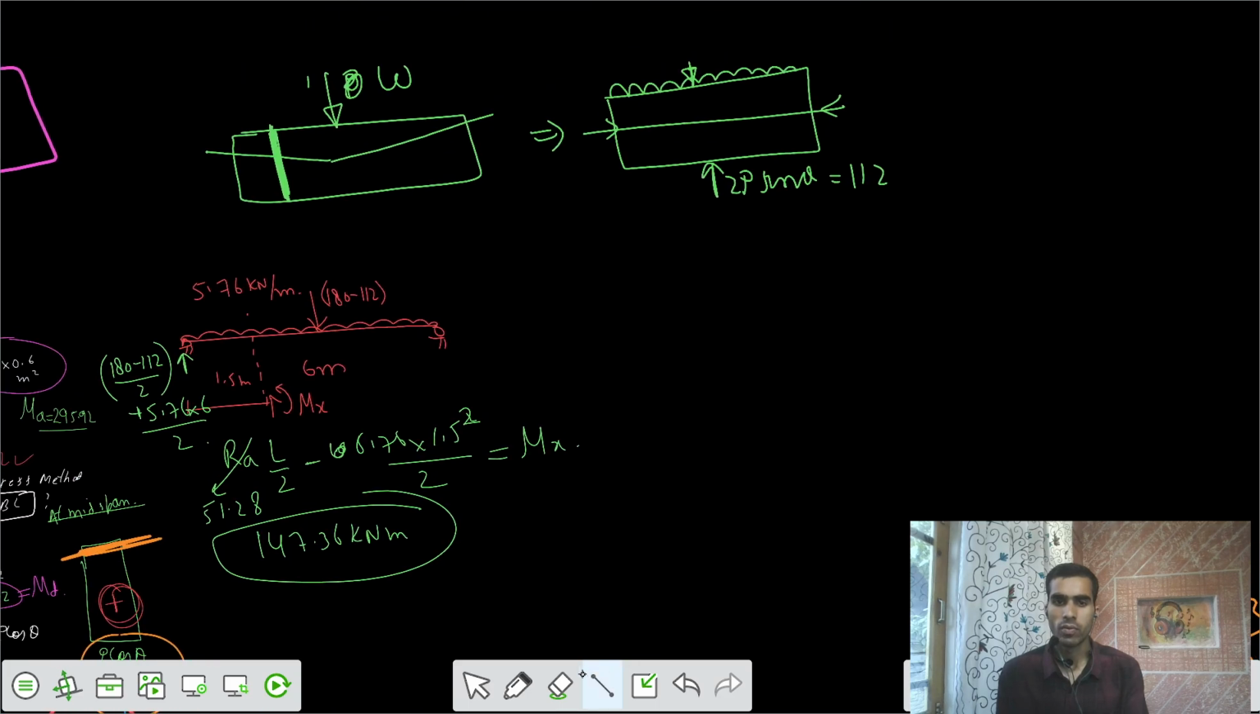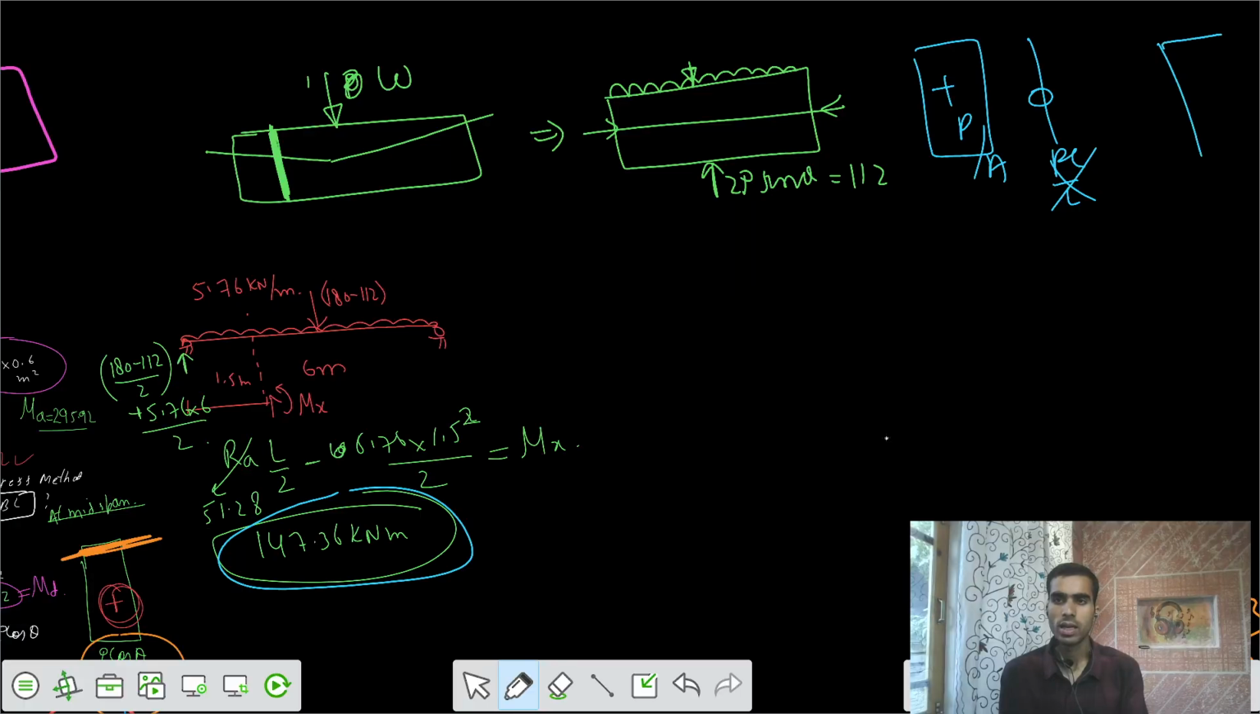We said that we have different stresses. One is P by A, the second is Pe by Z, which is 0, and the third is because of the moment we calculated, 147.36. That is a sagging moment, positive, so bottom tensile and top compressive, 147.36 divided by Z. So we need to calculate the stresses.